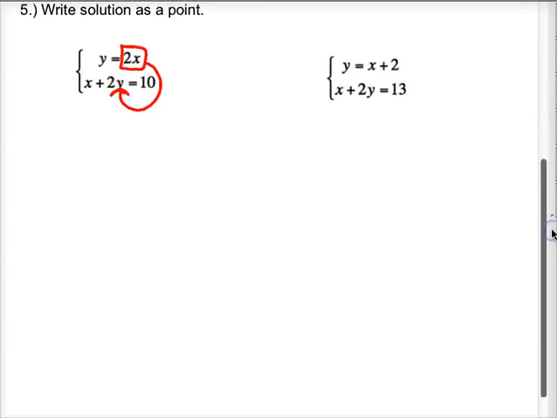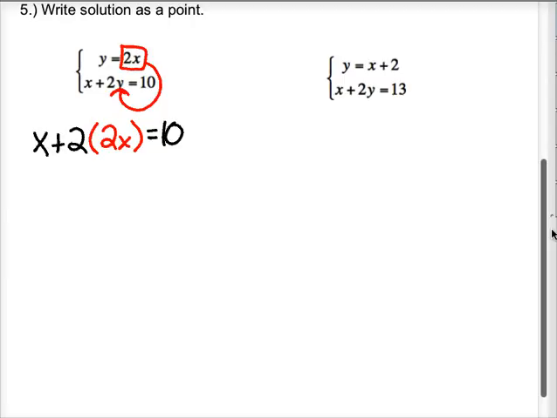So I'm going to rewrite that equation, that bottom one, but instead of y, I'm going to put what y equals, because y equals 2x. So that's why I put that box around it, okay? Because that's how I show myself that is what I'm substituting in. I'm rewriting that second equation. Instead of using y, I'm using 2x.